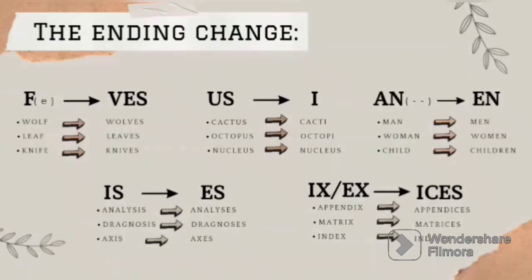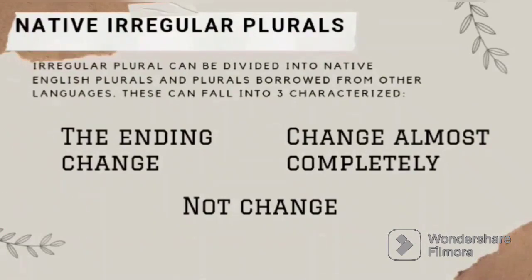to knives. And words that end in us, it changes to i. For example, cactus, cacti, octopus, octopi, nucleus, nuclei. And in another case, words ending in an change to en. For example, man, men, woman, women, child, children. The second is when the word changes almost completely.